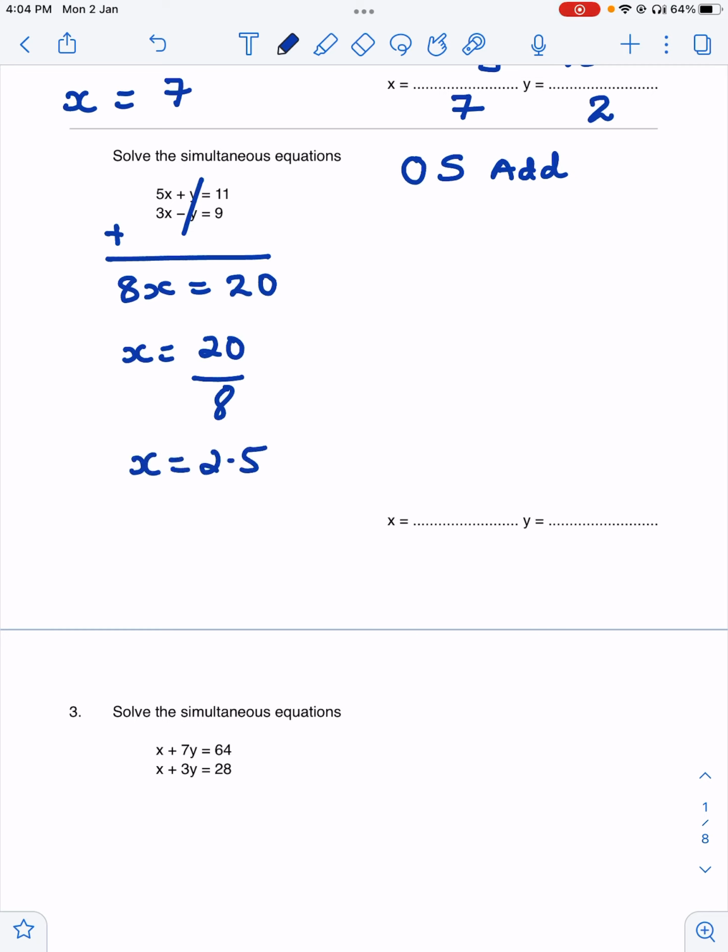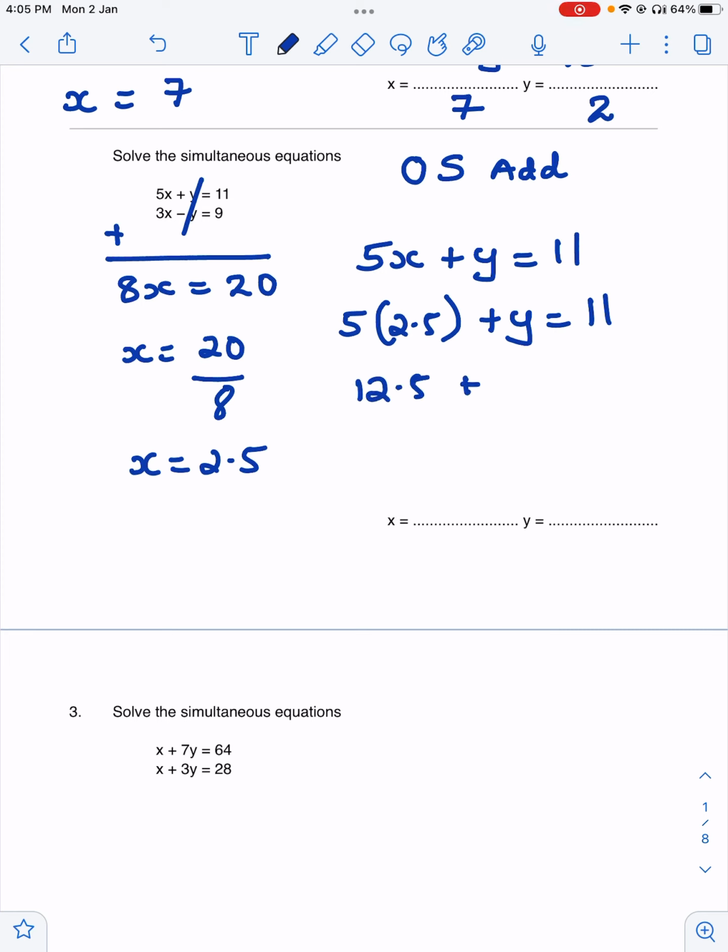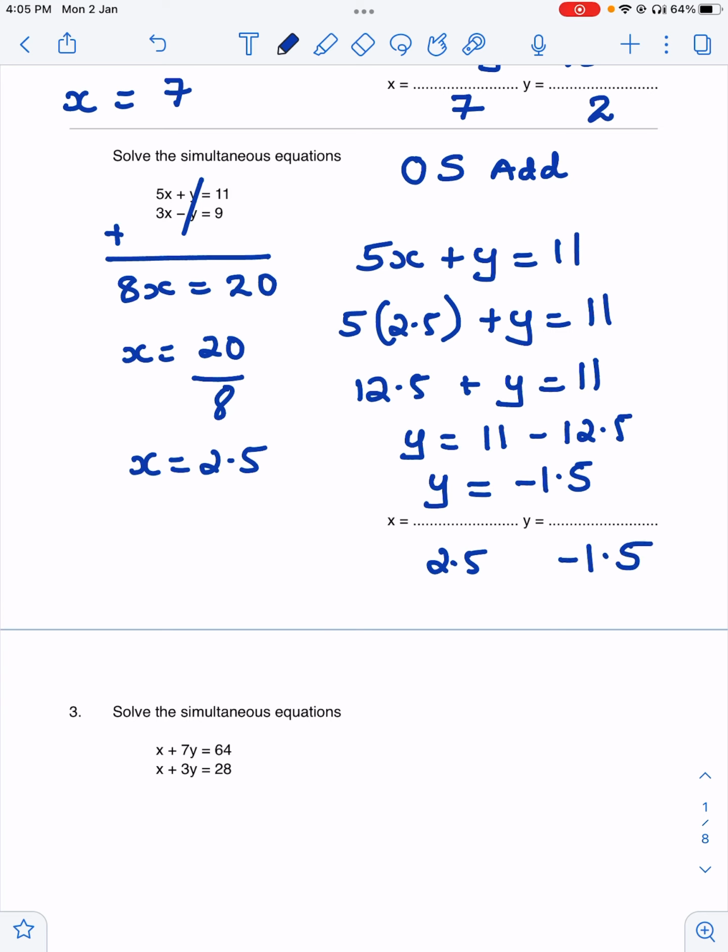Let us substitute the value of x in equation 1. Equation 1 says 5x plus y is equal to 11. 5 times 2.5 plus y is equal to 11. 12.5 plus y is equal to 11. y is equal to 11 minus 12.5. y is equal to minus 1.5. So we get the answer 2.5 and minus 1.5.